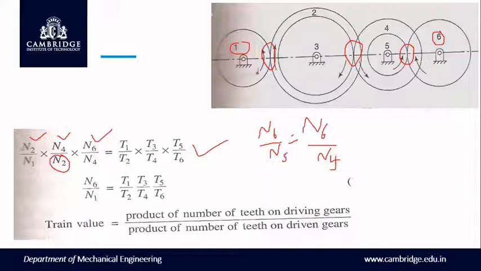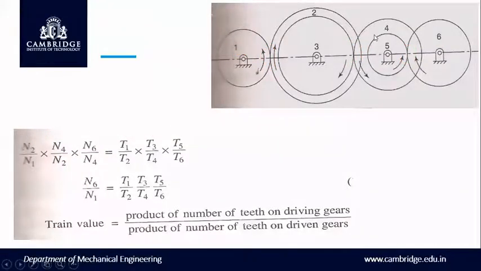And considering the number of teeth ratios, T1 by T2 multiplied by T3 by T4 multiplied by T5 by T6. Hence, the train value will become the product of the number of teeth on the driving gears to the product of the number of teeth on the driven gears.